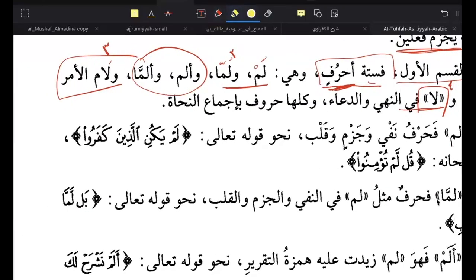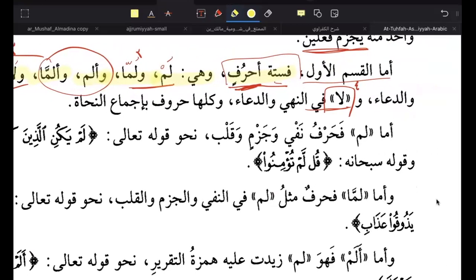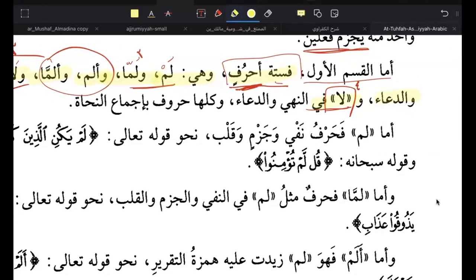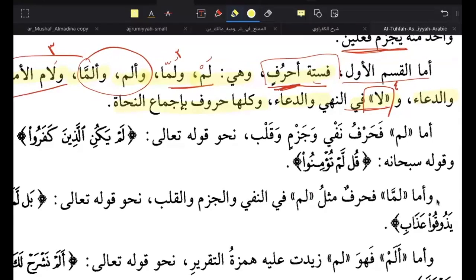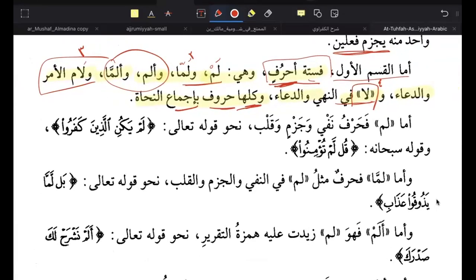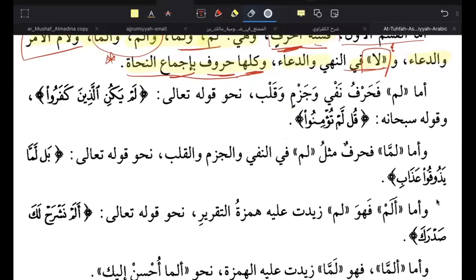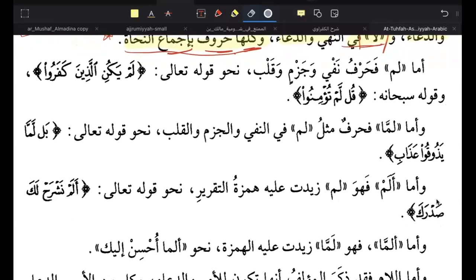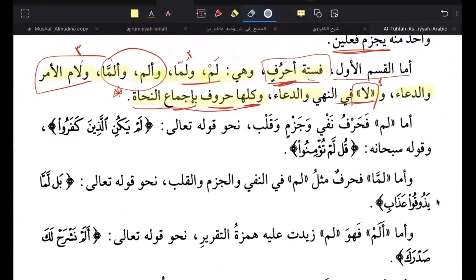So he says, let me finish reading. He says, ستة أحرف وهي لام ولما وألم وألم. Then we have ولام الأمر والدعاء, لا في النهي والدعاء, كلها حروف. All of them are particles by ijma'. So all of them they agree that they are harf. Why did he say that? Why is it important for us to know whether grammarians agree or not? Because in the second part we will have some discussion whether it is ism or harf. So the first part we have these huruf that makes only one present tense verb into majzum.